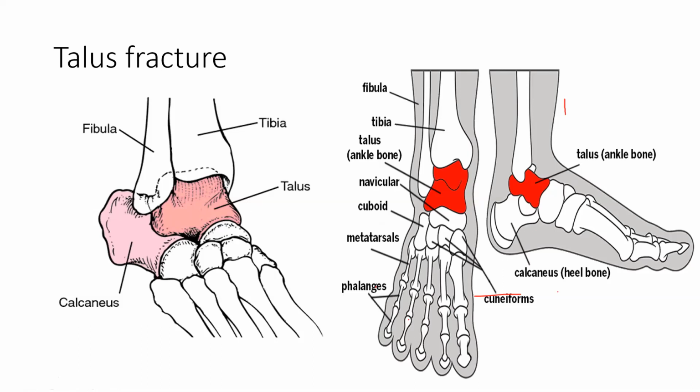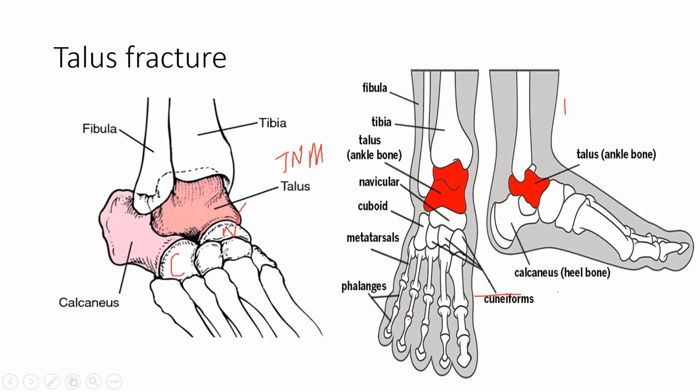So talonavicular comes on the medial side. Calcaneocuboid goes on the lateral side. This is cuboid, this is navicular. This is talus. These are the cuneiforms. Cuneiforms come after the calcaneocuboid. So this is TNM, the TNM classification. After the talus, what comes? Navicular. This bone is the navicular bone. After the calcaneum comes the cuboid.